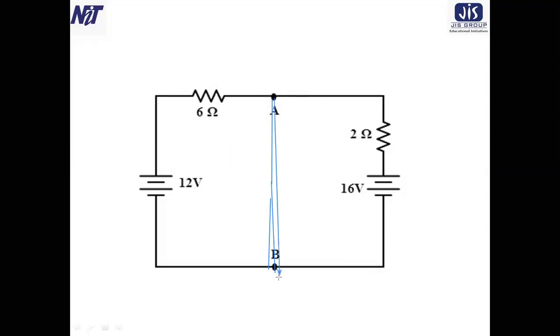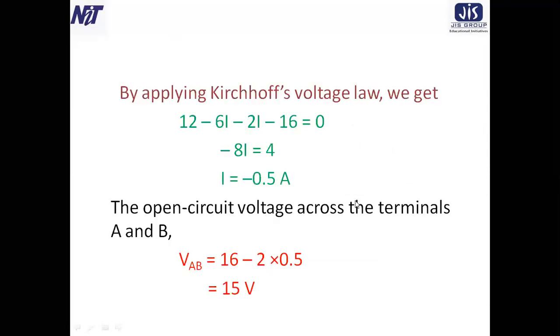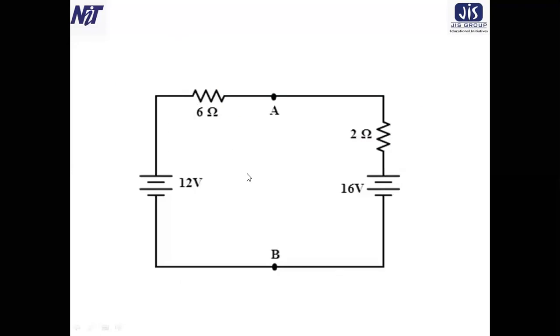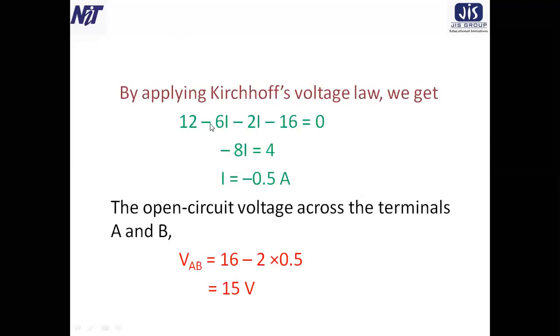So we just remove that part from the circuit and then redraw the circuit like this one. So what was the first step? Convert the current source to a voltage source, then remove the load resistance from the circuit. Now, by applying Kirchhoff's voltage law, we get from the last slide that 12 minus 6i minus 2i minus 16 equals 0.